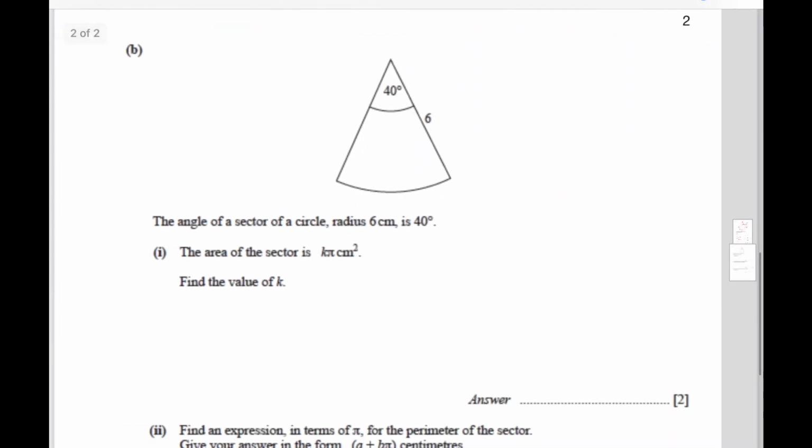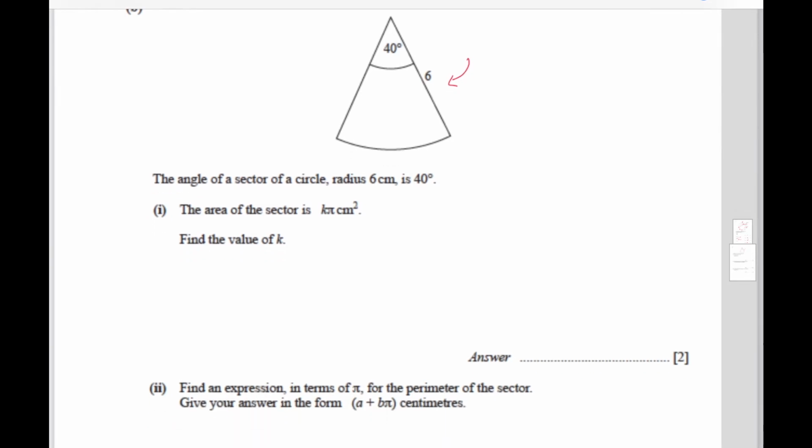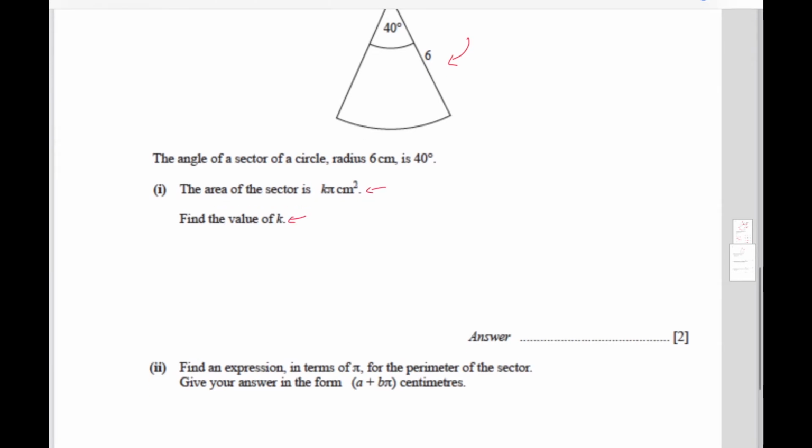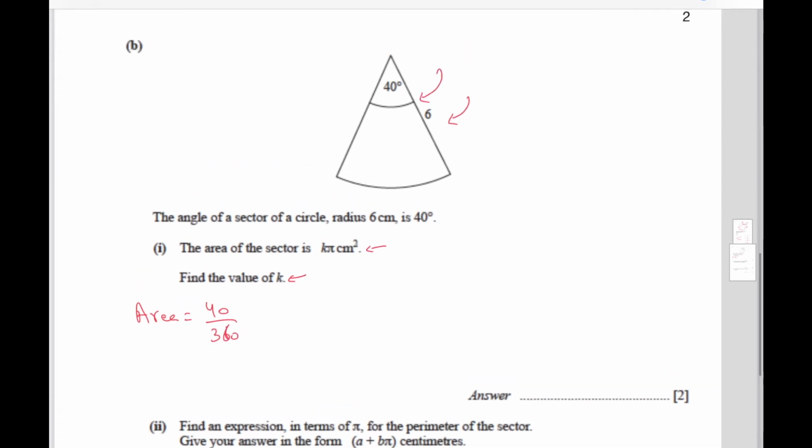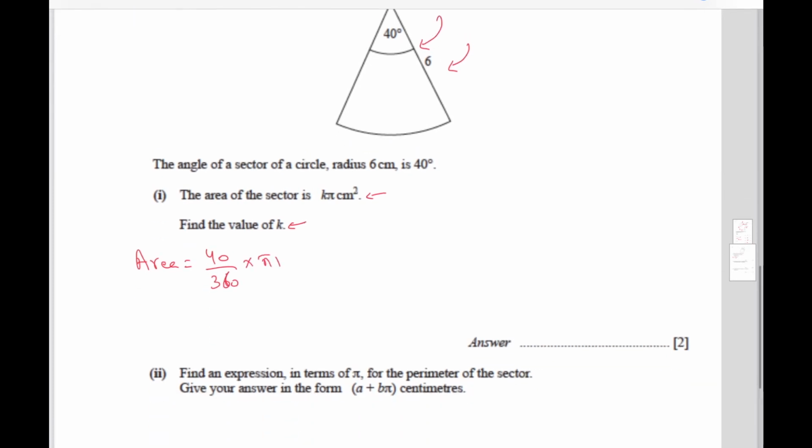In the next part, they've given us a sector. The question reads the angle of a sector of a circle, radius 6 centimeters is 40 degrees. Part 1 says the area of the sector is k pi centimeter squared. Find the value of k. So in order to find the area of a sector, the area would be the angle which is 40 degrees over 360, because we're just talking about this little portion from the entire circle, times pi r squared.